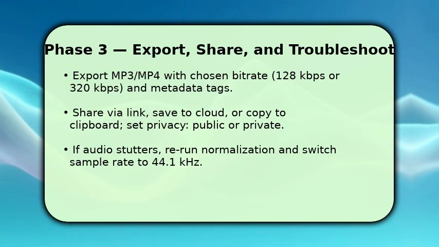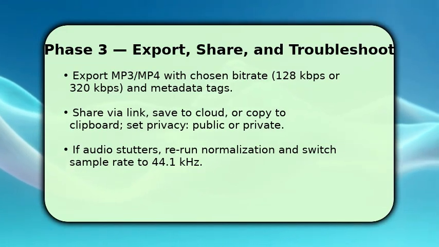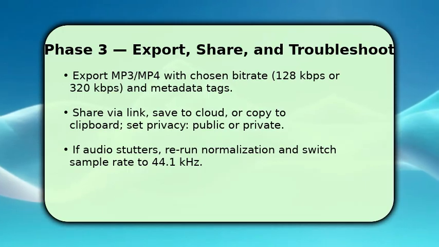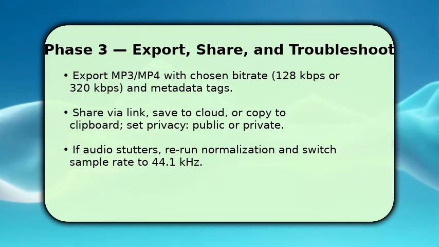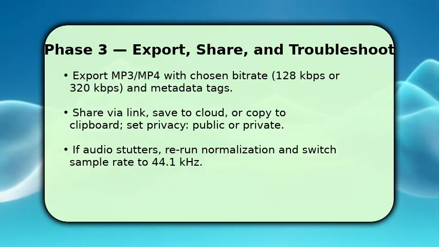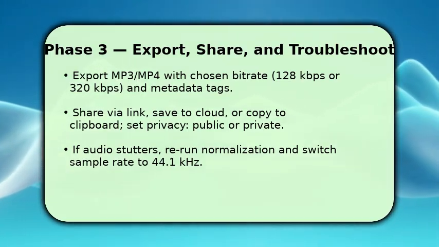Once exported, share via generated link, save to cloud, or copy to clipboard, and set the privacy flag to public or private as needed. If the clip stutters or has sync issues, rerun normalization, check for clipping, and switch the sample rate to 44.1 kHz. This troubleshooting step.